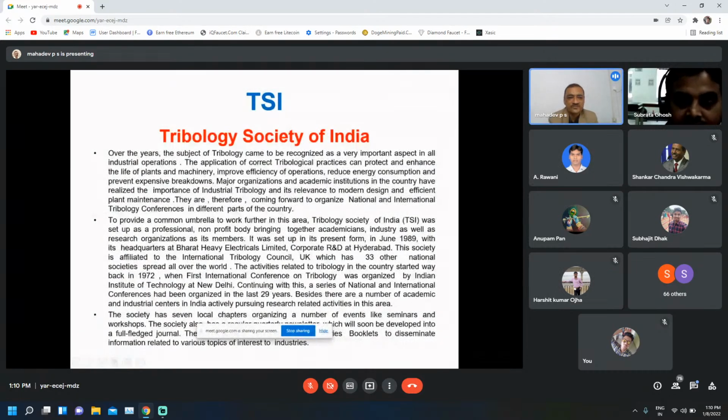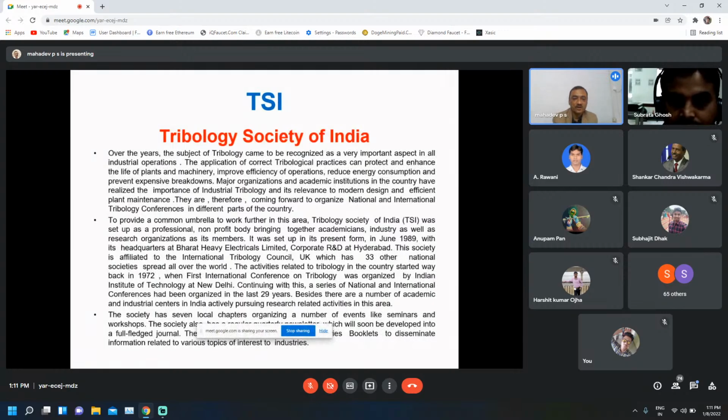So these students, participants, the Tribology Society of India, more popularly known as TSI. This society is devoting its time for the correct tribological practices to protect and enhance the life of plants and machinery, and improve efficiency of operations. More than 30 years with its historical background, it's conducting many workshops, international and national conferences. There is a website available if you search in Google.